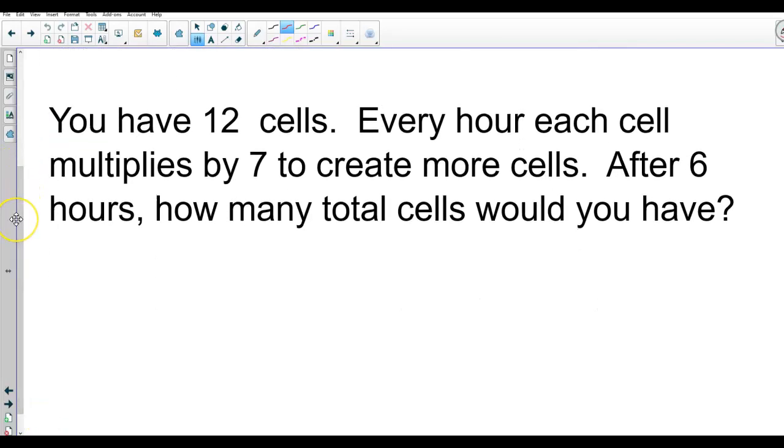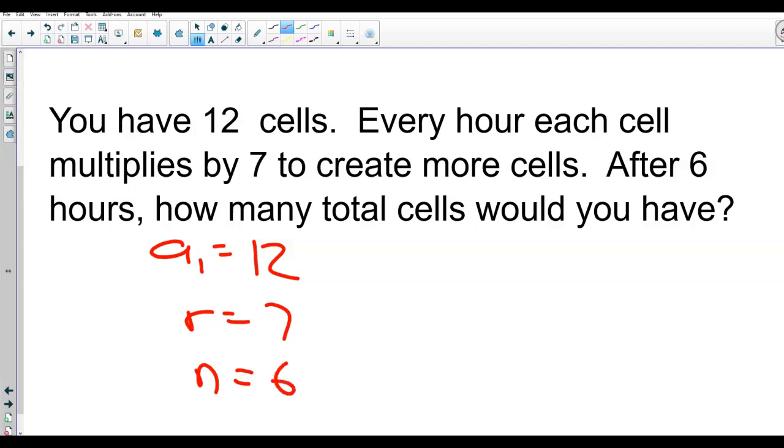So in this case here, you have 12 cells. That's your A1. And then every hour, each cell multiplies by 7. Okay. So when you do a problem like this, every hour each cell multiplies by 7, your rate is 7, and your N is going to be 6 hours.